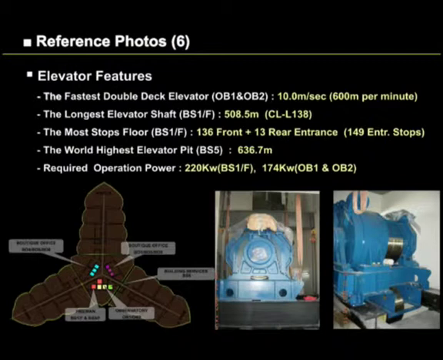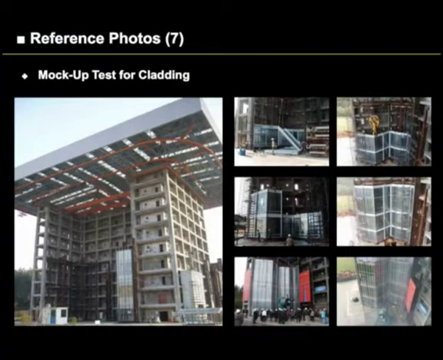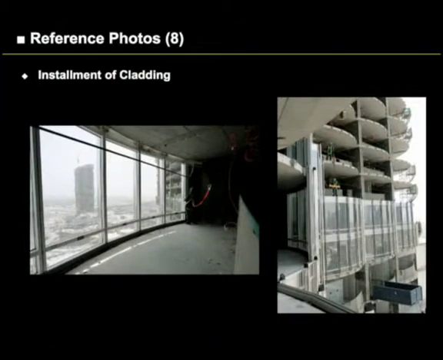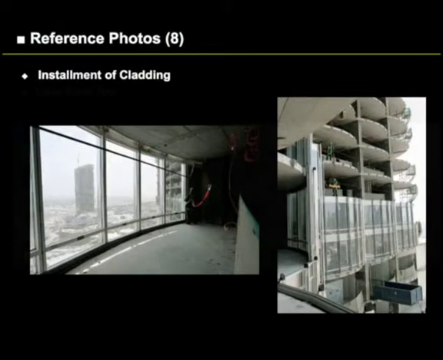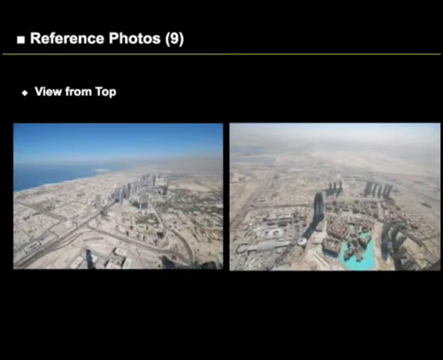And also we have these very heavy elevator machines to lift this double deck. The weight of the machine itself is 24 tons, but the capacity of the motor is 100 tons. And this one is the curtain wall mock-up test. This one was done successfully last May. And panel installation. And this is the view from the top.